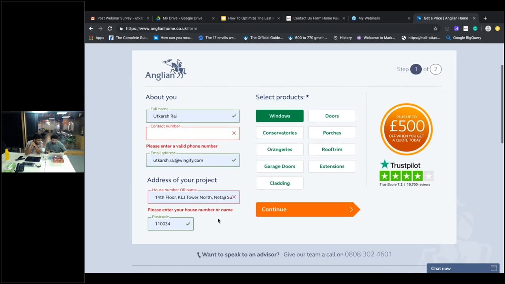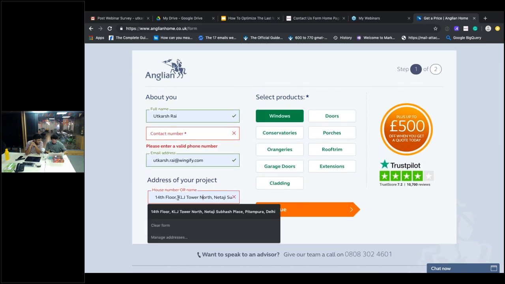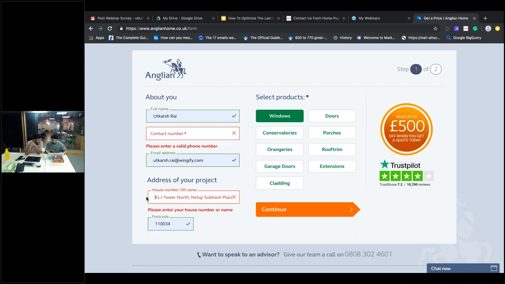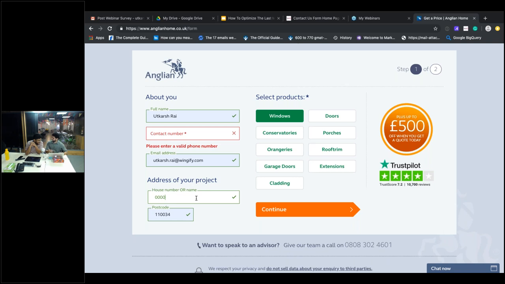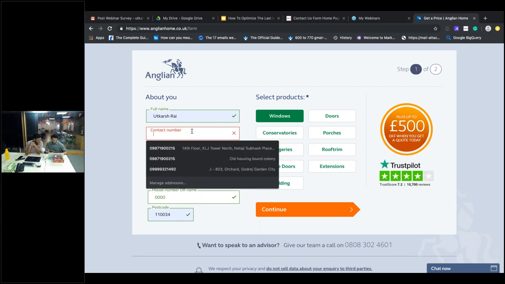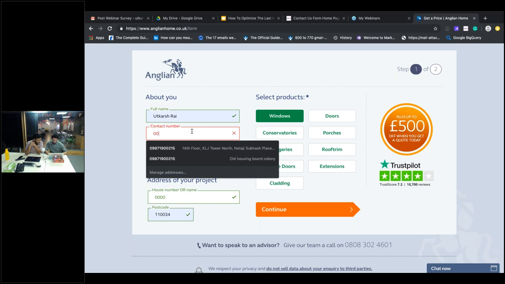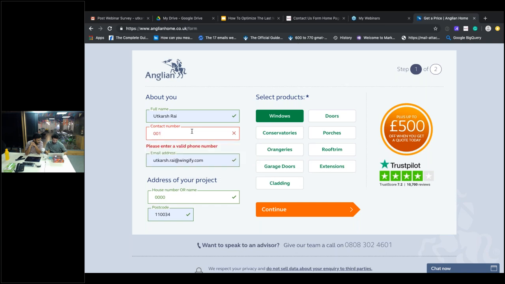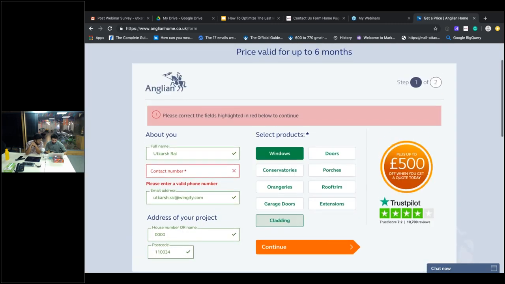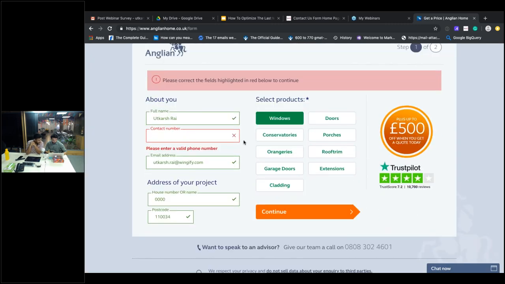Not sure how this will work out. I don't think, can we type 000 maybe? You're a genius. You need more zeros there maybe. No. Is it a mandatory field? I feel like there's a validation going on there. Yeah. No. All right. It's okay.